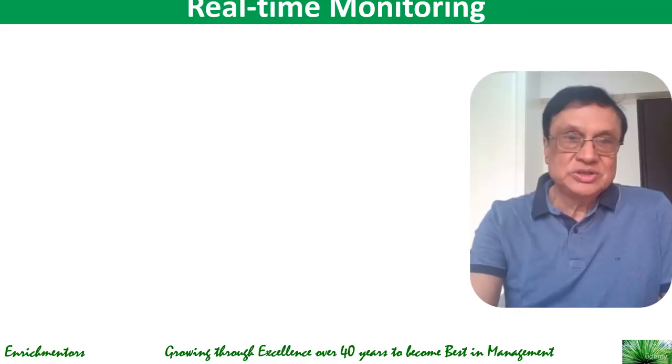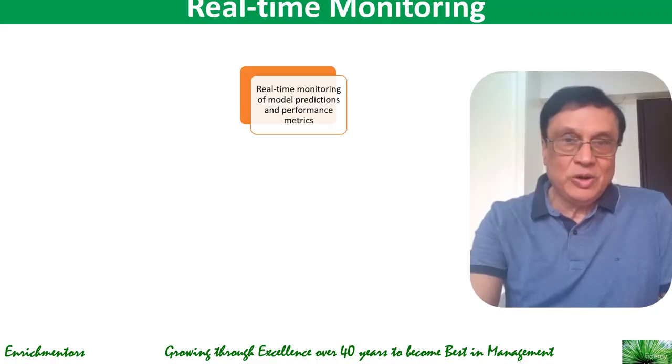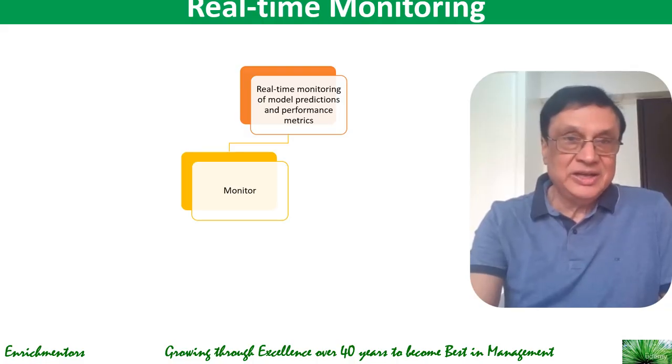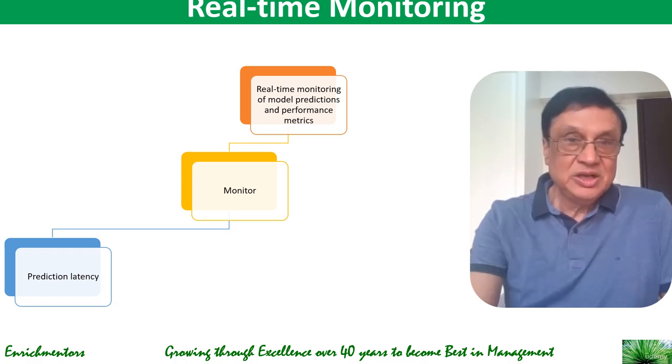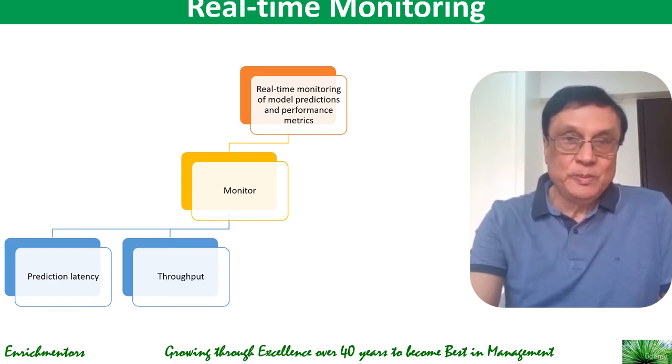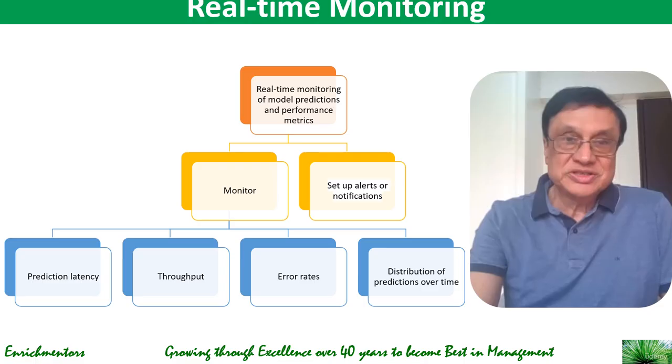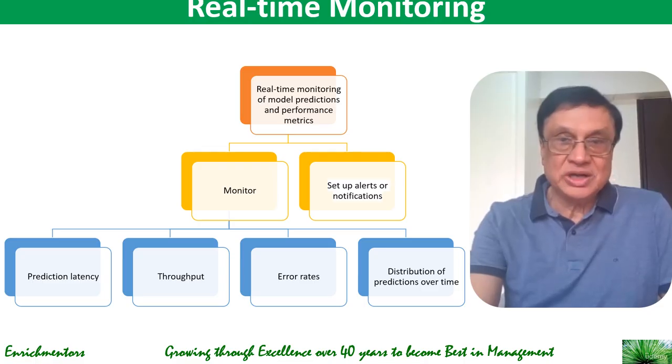Then you need to implement real-time monitoring of the model predictions and performance metrics in the production environment, in real life. There you need to monitor prediction latency. What is your prediction latency? What is the throughput? What are the error rates and the distribution of the predictions over a period of time? Also, you need to set up alerts and notifications to trigger when performance metrics deviate significantly from expected values.